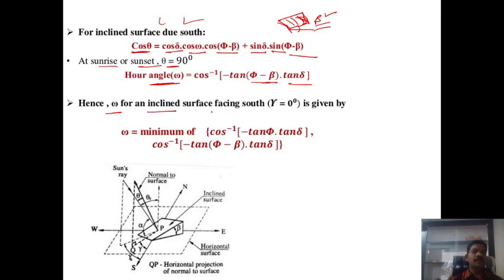If omega is for an inclined surface facing due south, what is the equation? Omega is equal to cos inverse of minus tan phi tan delta, or cos inverse of minus tan(phi minus beta) into tan delta, guys. Yes or no? Yes, very simple formula.